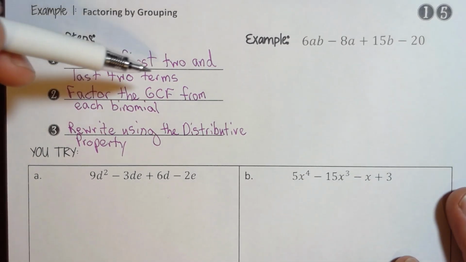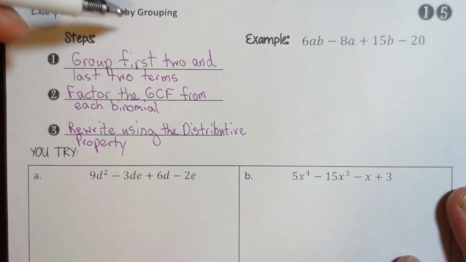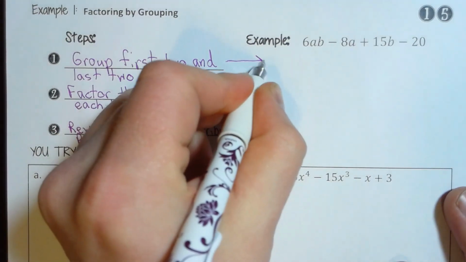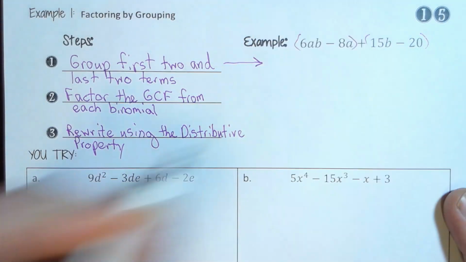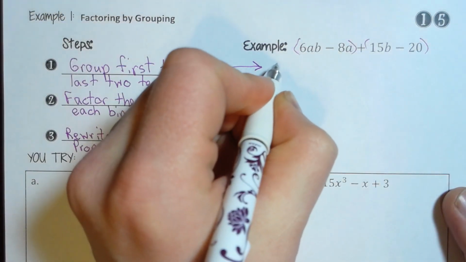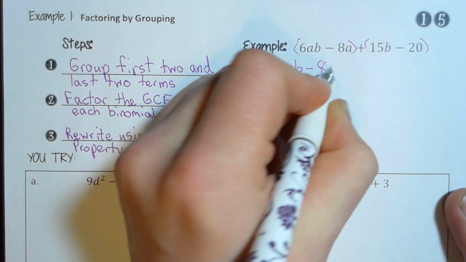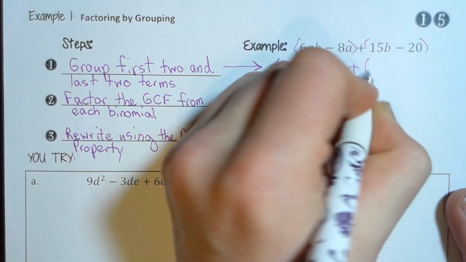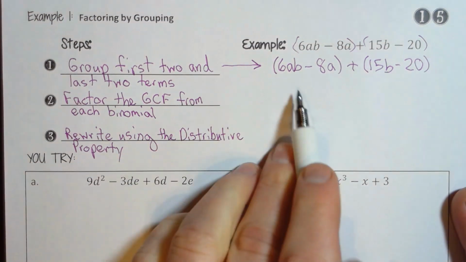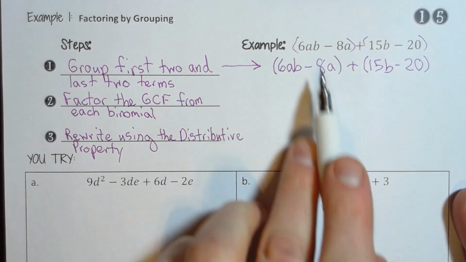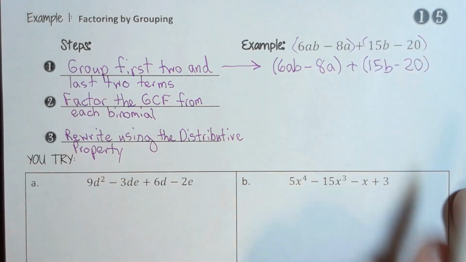So we're going to group the first two and the last two terms. That's why it's called factoring by grouping. Okay, so I'm going to draw an arrow. We're going to set aside this, and we're going to set aside this. So this is going to be 6AB minus 8A plus 15B minus 20. All we did was we grouped it. We said, give me those first two terms and give me those second two terms.